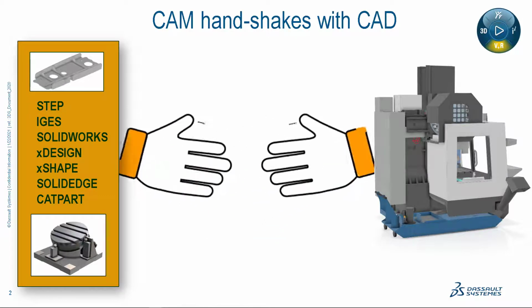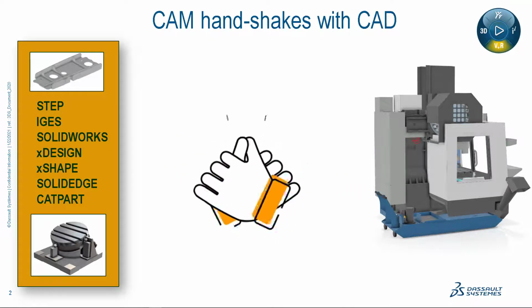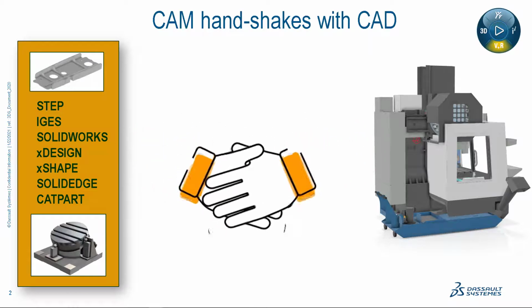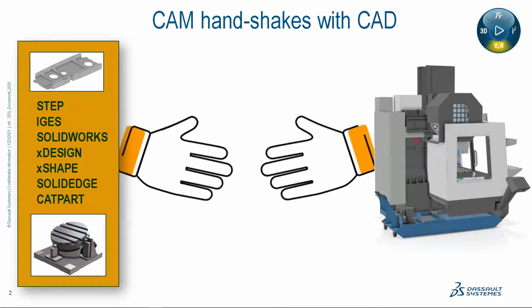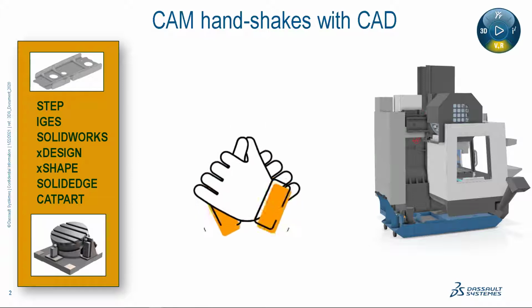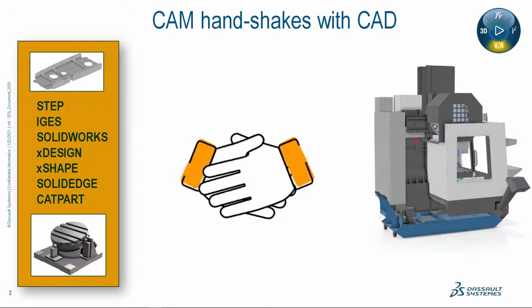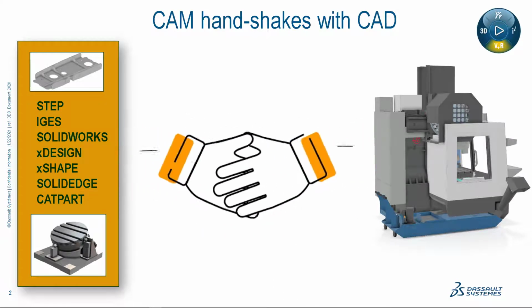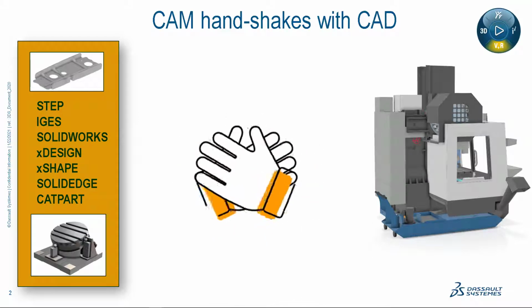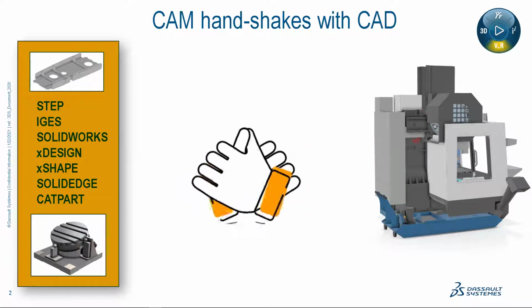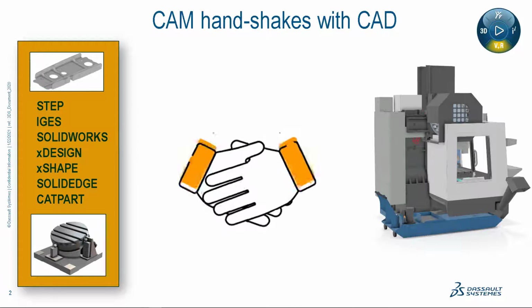As you may be aware, the Delmia-NC applications themselves have no ability to create design geometry. Rather, they rely on CAD systems to supply the design model to be machined. It is therefore important to understand how Delmia-NC handshakes with our CAD systems and the workflows involved.